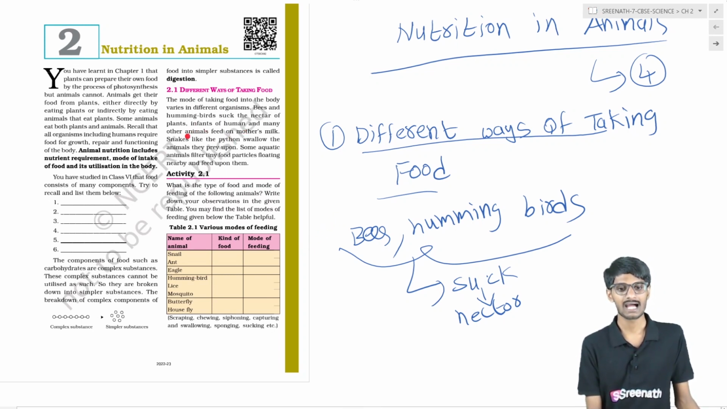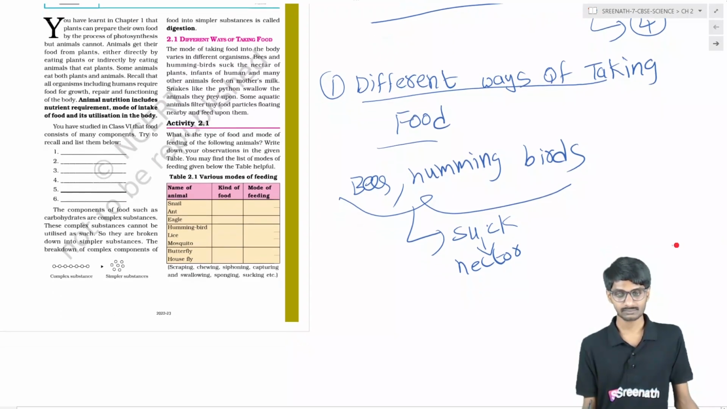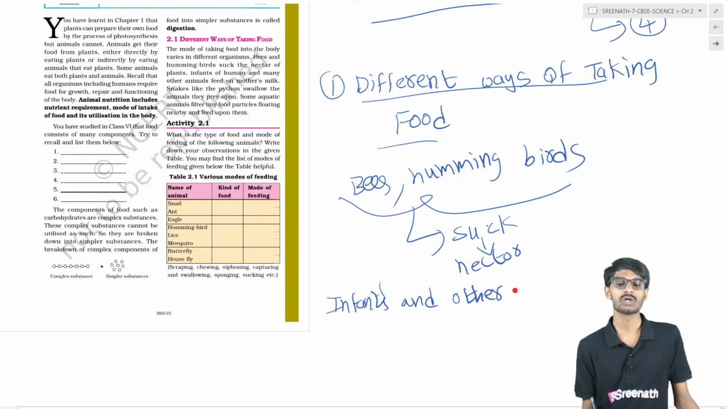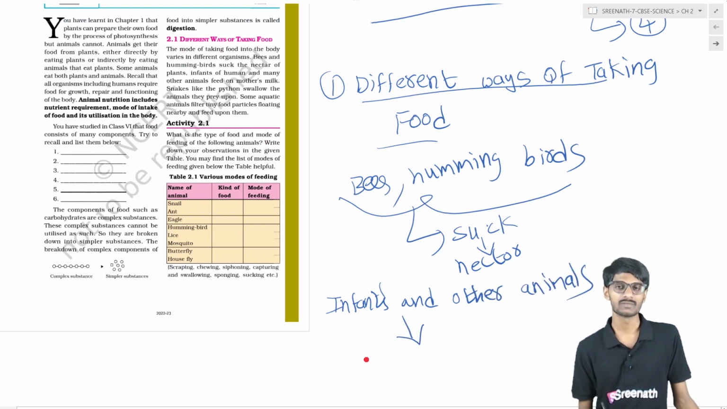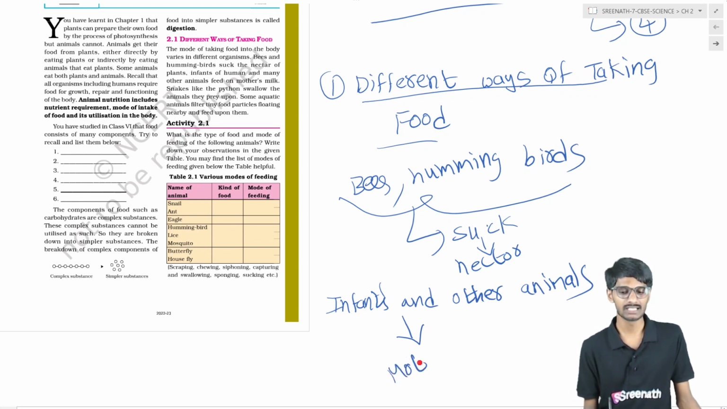Infants of humans and many other animals feed on mother's milk. Infants means small newly born children, and some other animals. How are they taking food? They are feeding on their mother's milk.